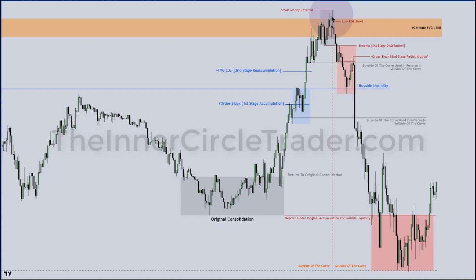Anticipate it being there, and then once it does, the market breaks lower, and any rally back up, look at the bodies here. Okay, that is what? That's the consequent encroachment of the 60-minute fair value gap, SIBI. That's your low risk short.